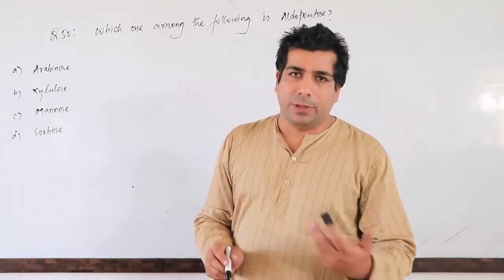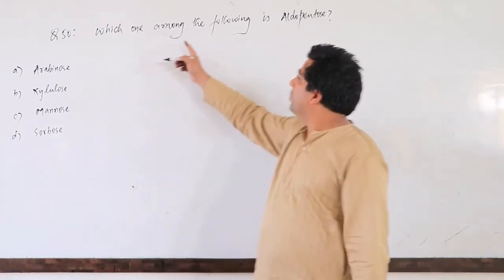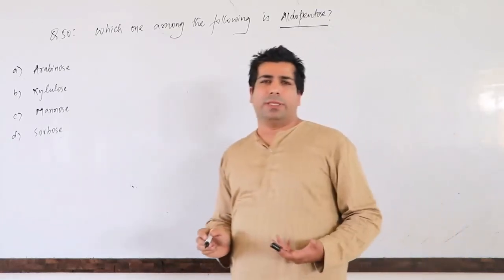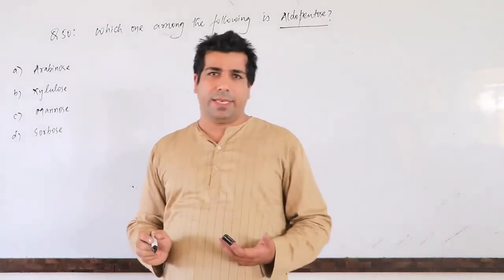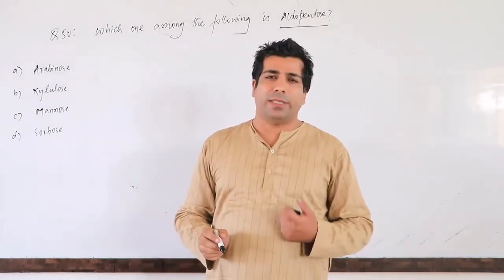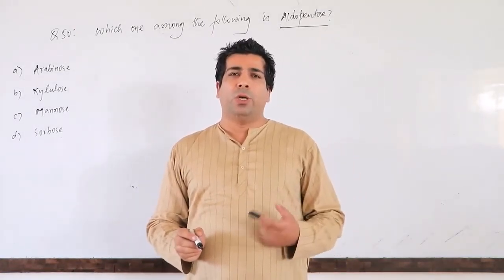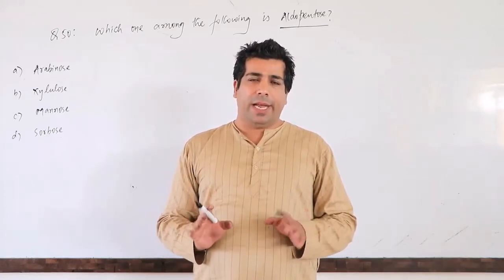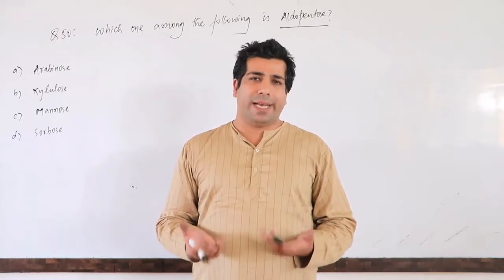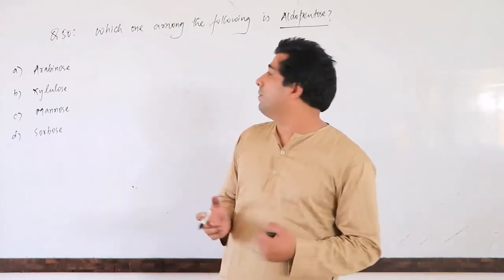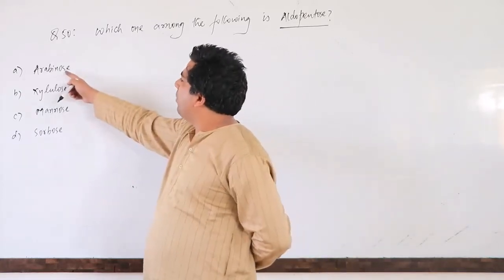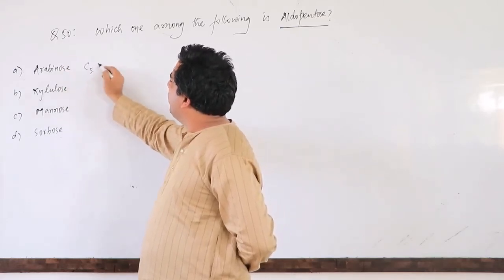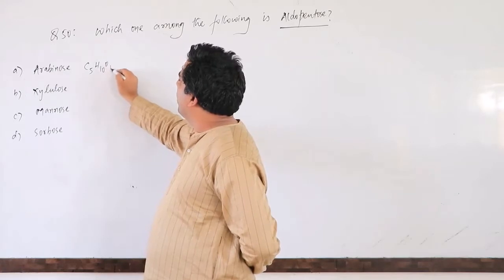Dear friends, let's look at question number 50 here. Which one among the following is an aldopentose? So aldose stands for aldehyde, correct? Pent means 5 carbon atoms and ose means sugar. So that sugar which contains 5 carbon atoms and one of the carbon atoms is an aldehyde. Okay, so let's have a look. If you look at arabinose's formula, its formula is C5H10O5, correct?